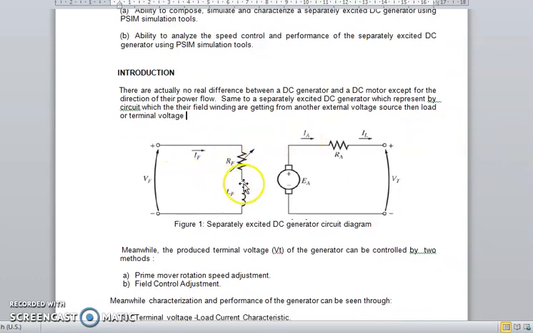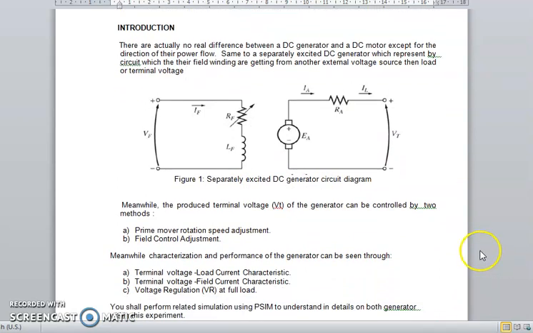But in terms of field, we shall have a separate source from this terminal voltage, such that this field provides a terminal voltage and the current still flows into the RF and LF. So the product of our generator should be in terms of their terminal voltage.